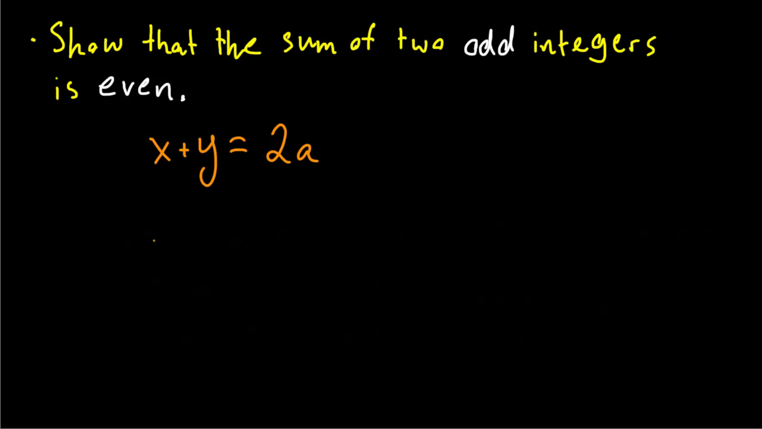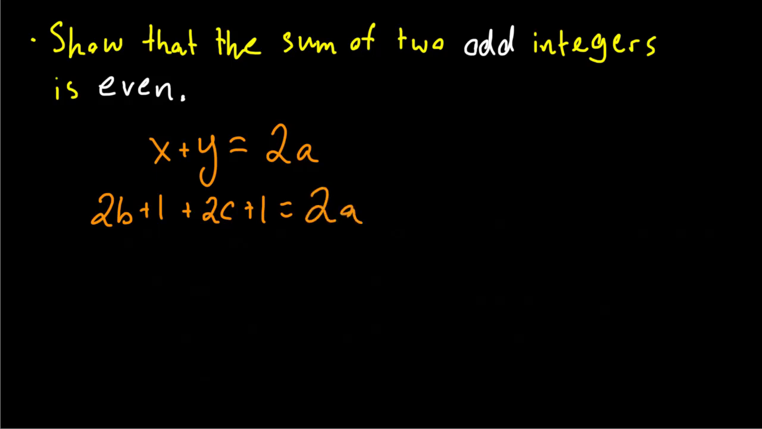Well, we have definitions of odd integers, so let's use those. We say x is an odd integer, so x can be written as 2 times an integer b plus 1, and then y might be the same odd integer, or it might be a different one. We're just going to say that this is equal to 2 times some integer c plus 1. And this is equal to 2a.